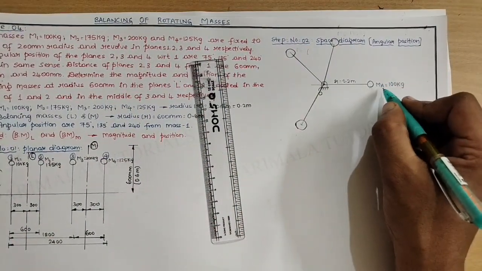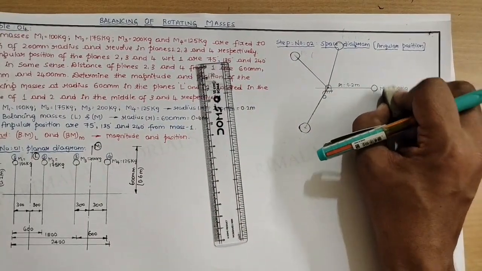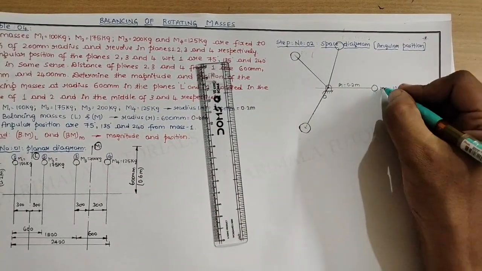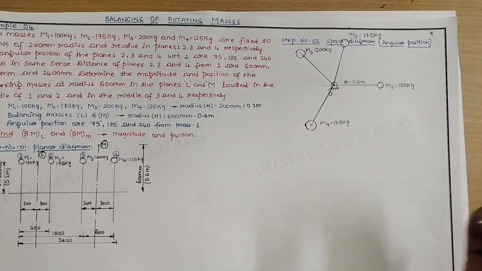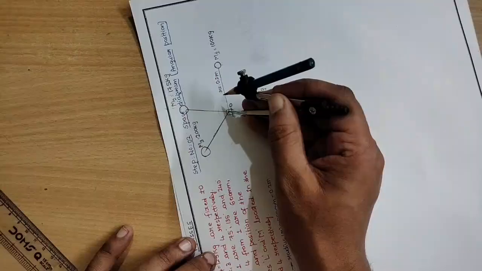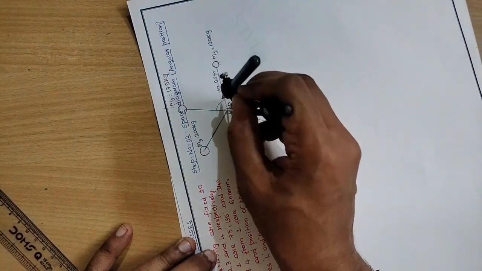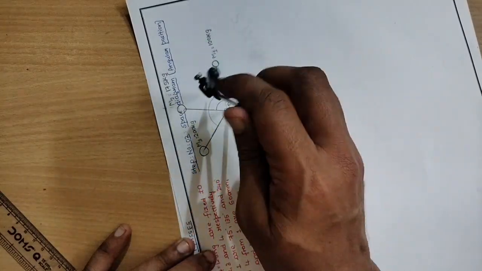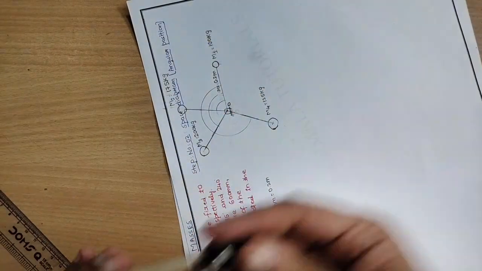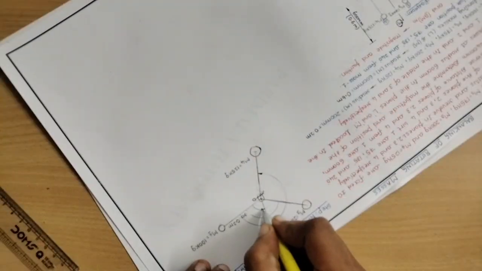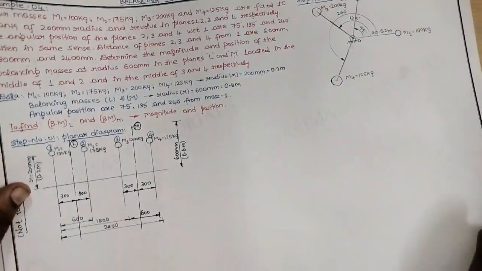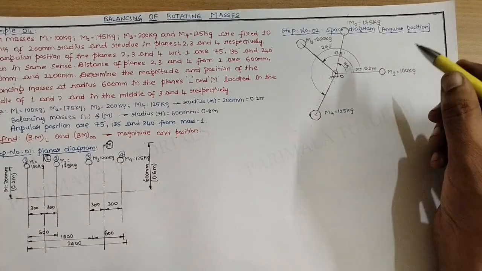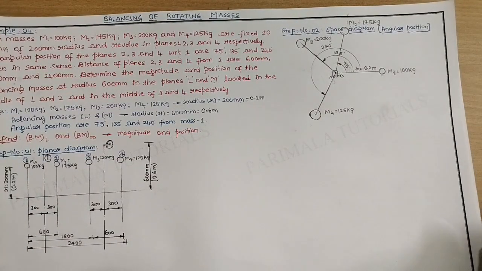I'm sorry, we cannot call this as MA. Why? Because in the question it is clearly mentioned as M1. Make use of a compass to show the angular position values. So now this completes step number 2, that is the angular position diagram, that is the space diagram.